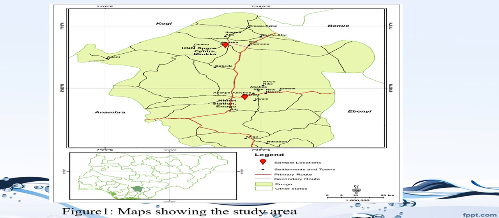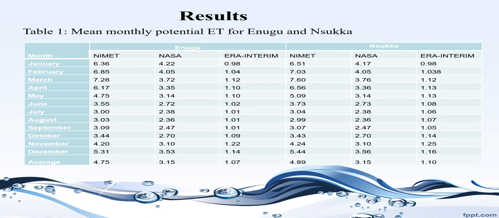Enugu State, which is our study area, has a total area of 7,161 square kilometers, with a daily mean temperature of 26.7 degrees Celsius. The state has two distinct seasons, rainy season and dry season.